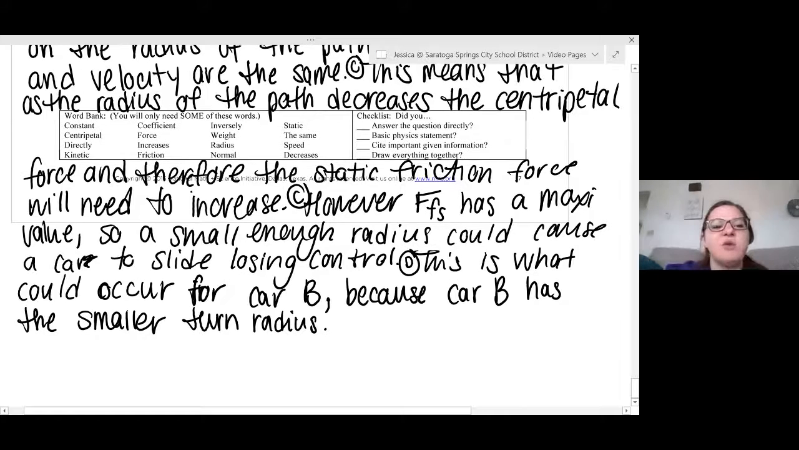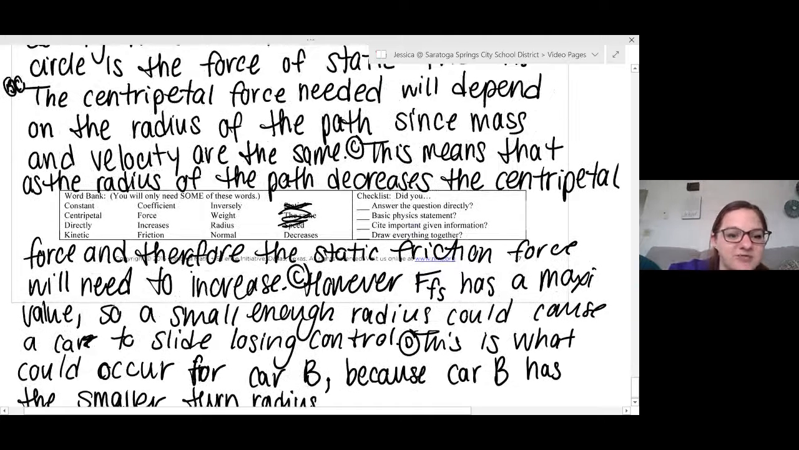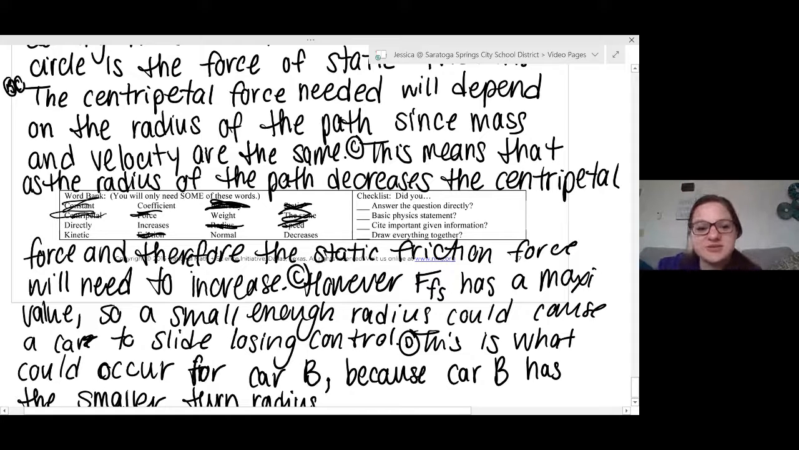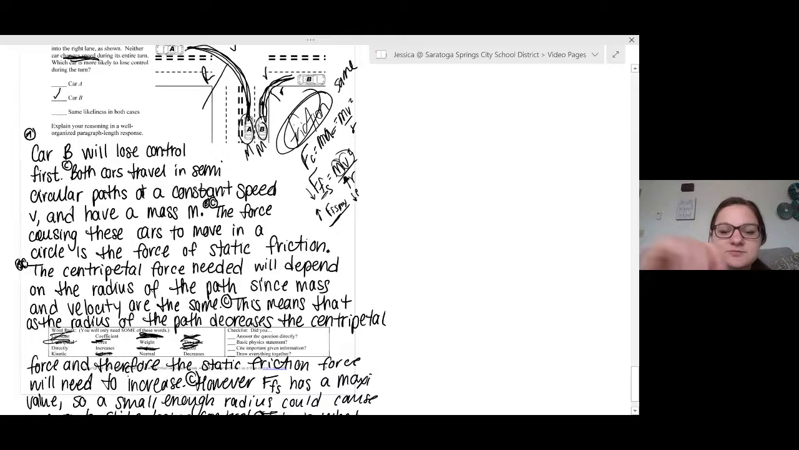Now, they gave me some words that I might need or could use. So I talked about static. I did say the same. I talked about speed. I talked about friction. I talked about forces. I didn't really talk about coefficients. I talked about centripetal. I talked about constant velocity. I talked about radius, and things like that. I talked about inversely proportional. I essentially did. It said, as the radius decreases, the centripetal force will increase. So having this sort of list over here helped me figure out the answer.